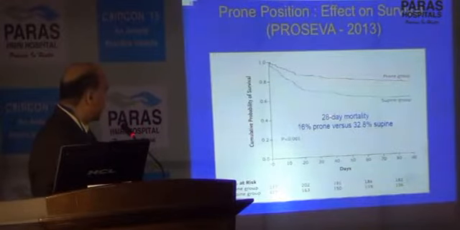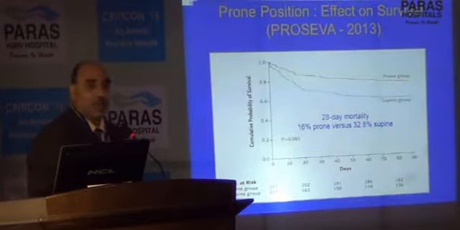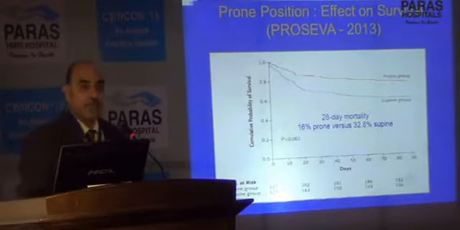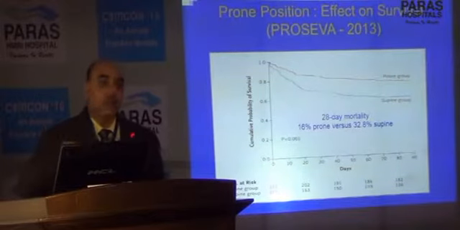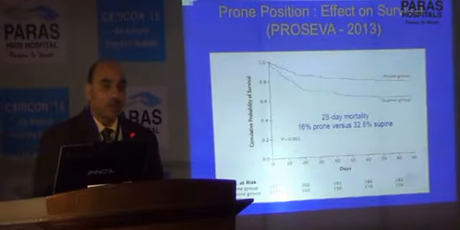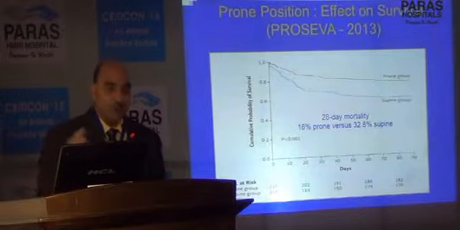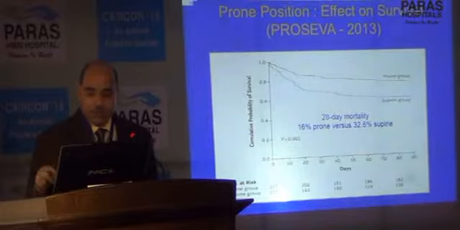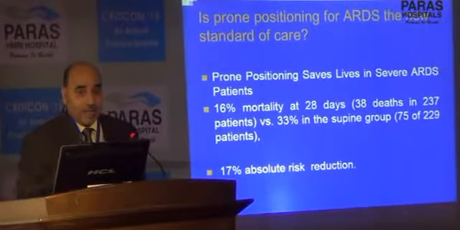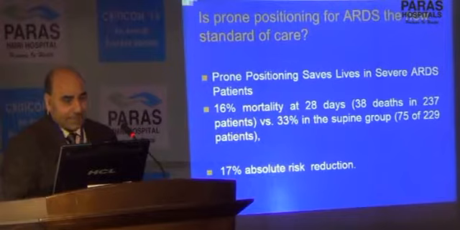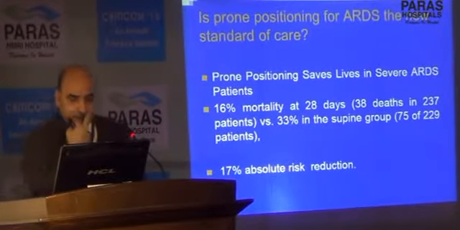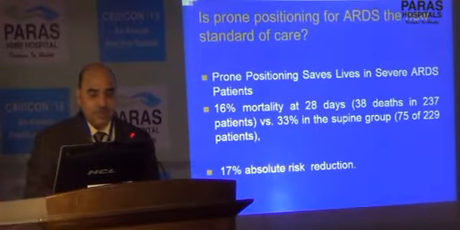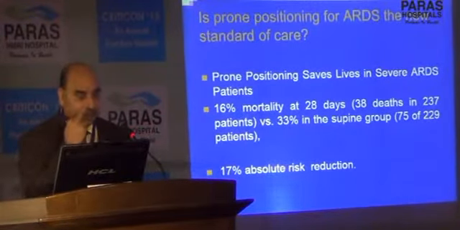It has a 16% versus 32% mortality rate. That means almost 50% reduction in the mortality in such patients who have been proned. And most important, prone positioning does not require any extra cost. You just have to prone the patient, have some gadgets and prone the patient. So, based on this, prone positioning saves lives in severe ARDS, with 16% mortality at 28 days. That means almost 17% absolute risk reduction and 50% reduction in mortality.